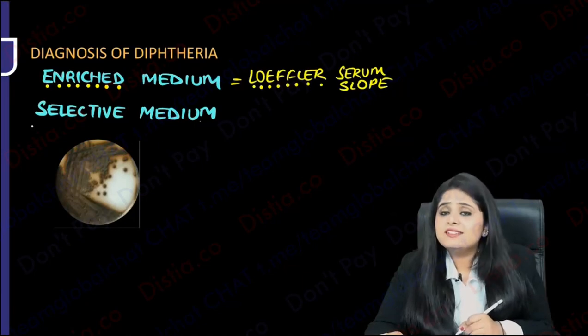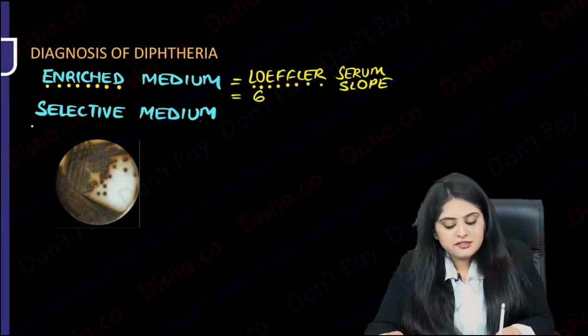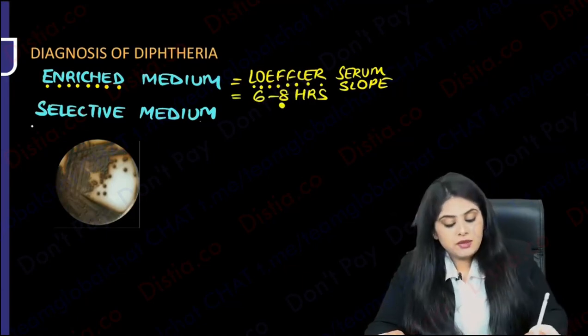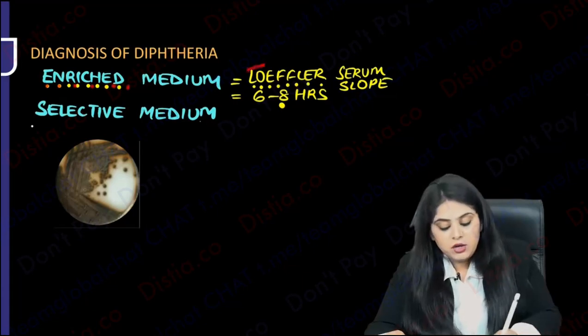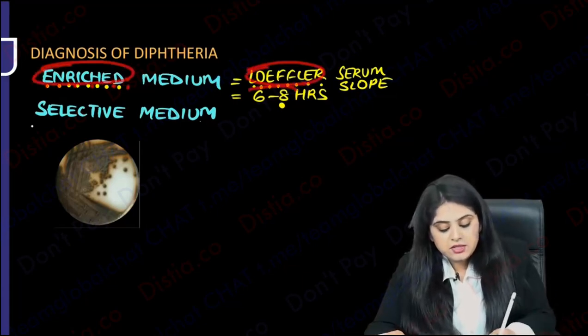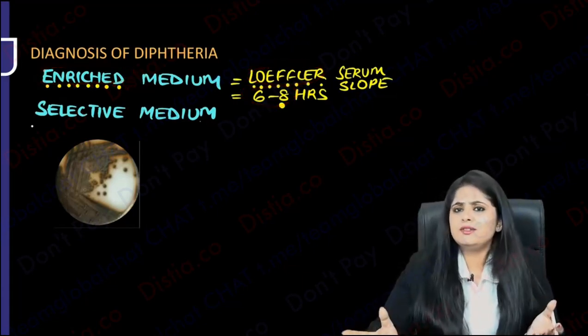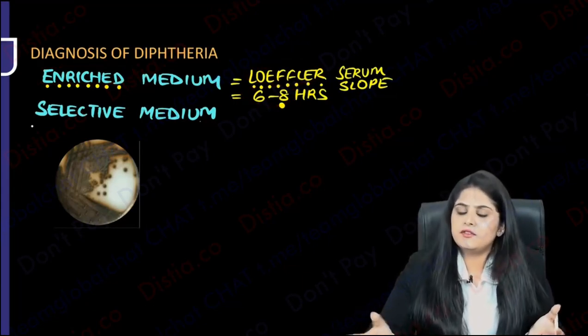And how much time does it take for the growth? It takes 6 to 8 hours. That is why I was emphasizing on 8. So remember, enriched has 8 alphabets. Loeffler has 8 alphabets. The time taken to grow is also 8 hours. So jaldi diagnosis ho jayega within 8 hours, less than half of a day.